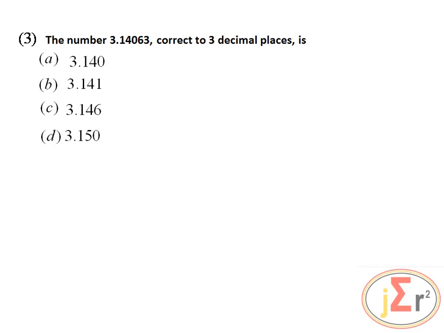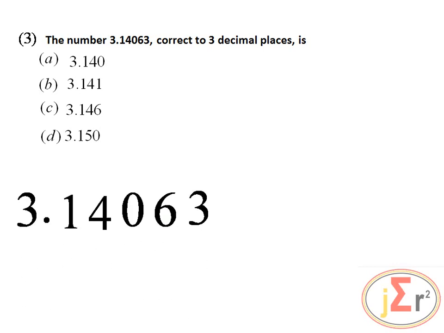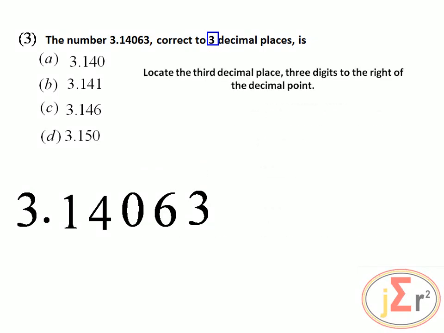The number 3.14063 correct to 3 decimal places will be written as, there we have 3.14063, 3 decimal places. We are highlighting 3 right there so that we do not forget that we are going to 3 decimal places. Locate the third decimal place, which is 3 digits to the right of the decimal point. 1 decimal place, 2. We are at the third decimal place right there.